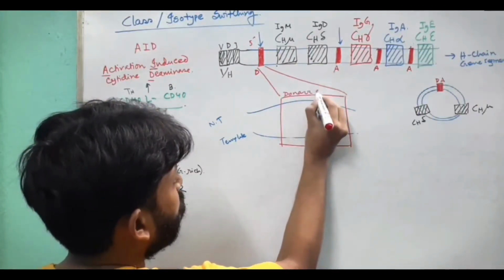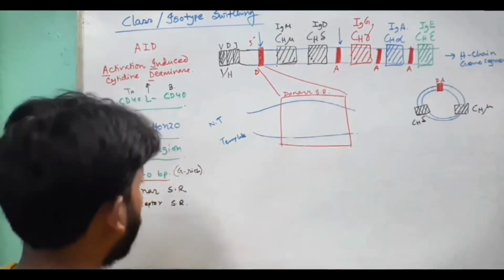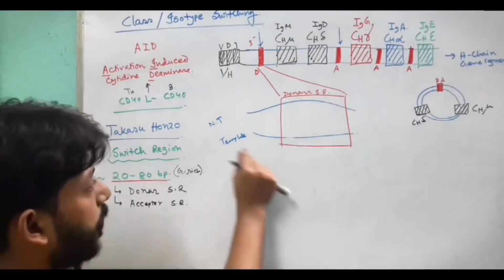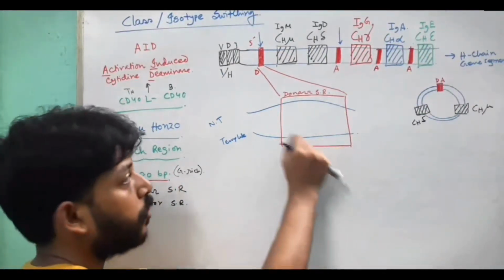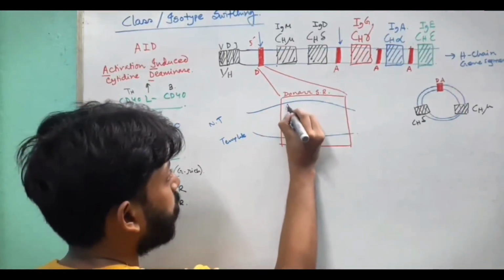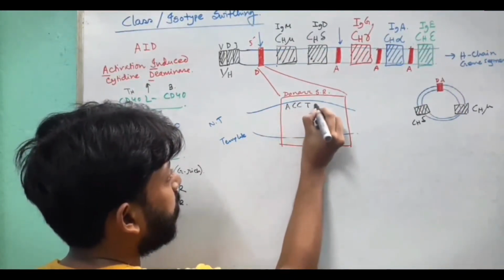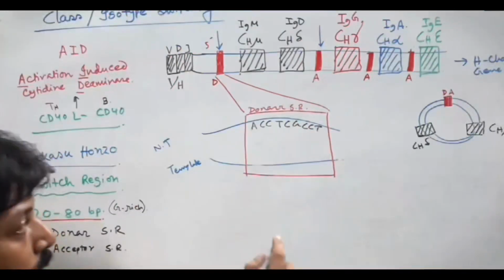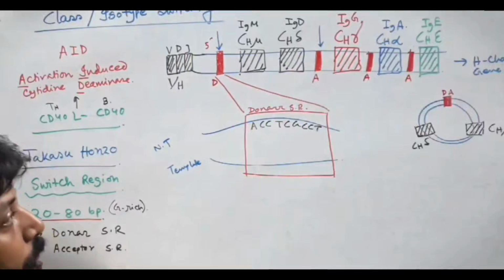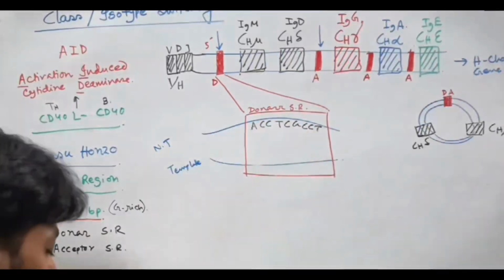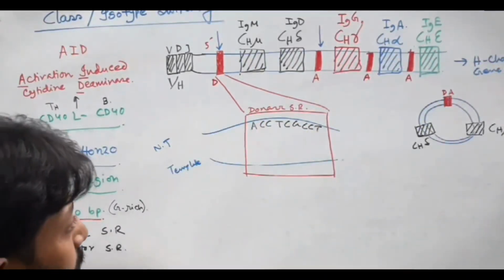As I have mentioned, the donor switch region is a G-rich sequence. So here in this template region there will be G sequence, and in this non-template region there will be many C sequence. So let's assume this is A, C, C, T, C, G, C, C, T, and here the G sequences are present. Alternative or complementary DNA sequences are present. So from this template strand, RNA will be produced.